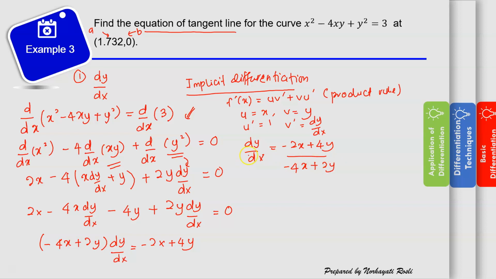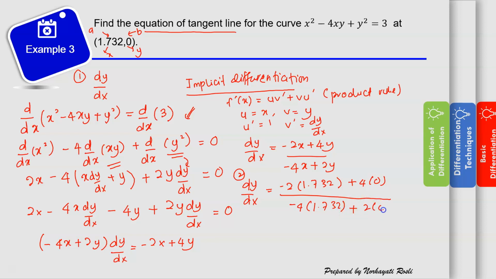And then from here, we substitute the x value and the y value into this function. This is our step number 2. dy dx equals negative 2 times 1.732 plus 4 times 0, divided by negative 4 times 1.732 plus 2 times 0. We get the answer equal to 1 over 2.